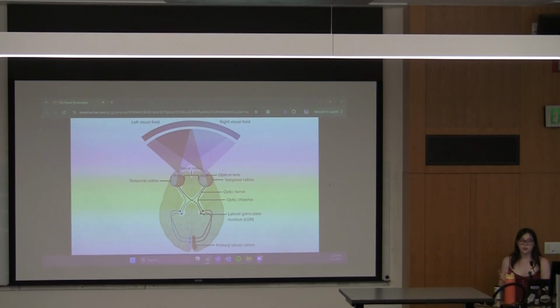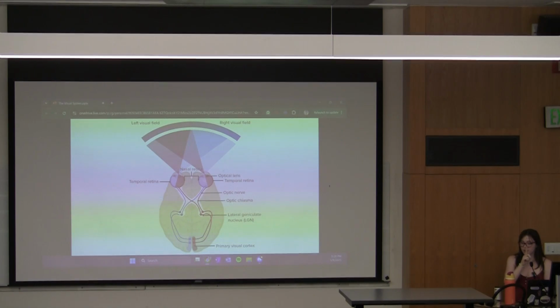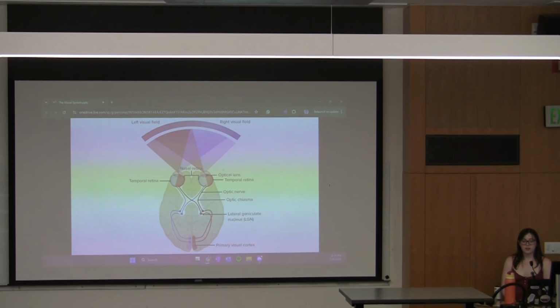So to explain those terms, the nasal retina is the inner half of each retina, here and here, and the temporal retina is the outer half, closer to the temples. These regions determine how signals travel to the brain. Then we go to the optic nerve, which carries visual signals from each eye towards the brain.